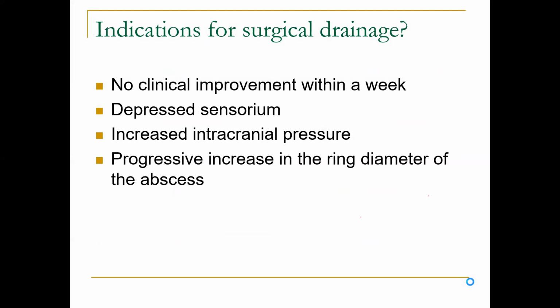Indication for surgical drainage: no clinical improvement within a week. If you give antibiotic to a patient and no change is seen in their condition, you have to go for surgical drainage. Depressed sensorium, increase in intracranial pressure, progressive increase in the ring diameter. These are 5-6 things which, if you see them, you go for surgical drainage.